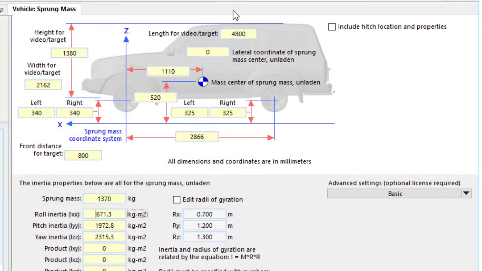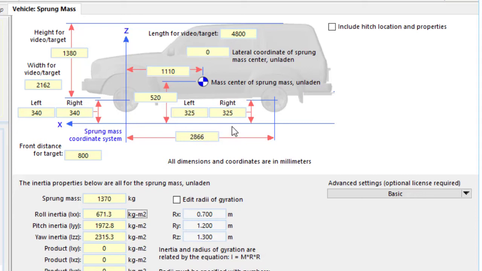Let's look at where the vehicle coordinate system is set up. It's on the Sprung Mass screen, and the axes that we saw, the blue ones, the x, y, and z, are fixed in the Sprung Mass rigid body in the vehicle model. As shown before, the z-axis goes up, the x-axis goes forward. Where is the origin? Well, the model doesn't really care.